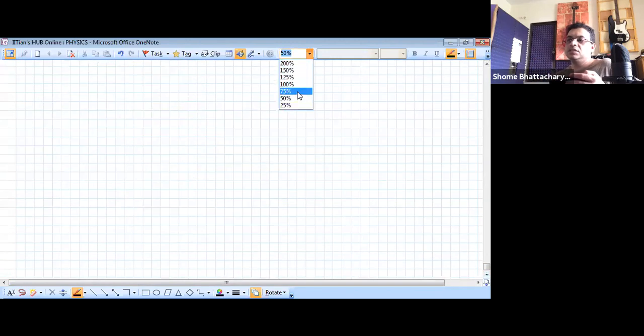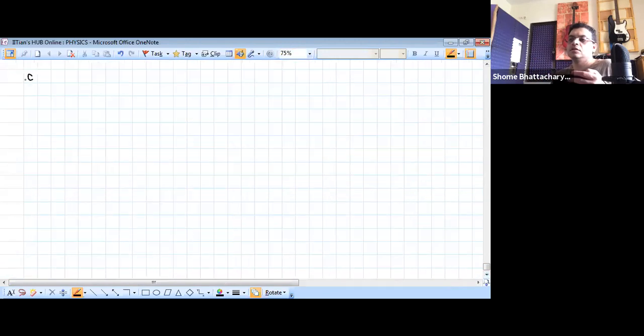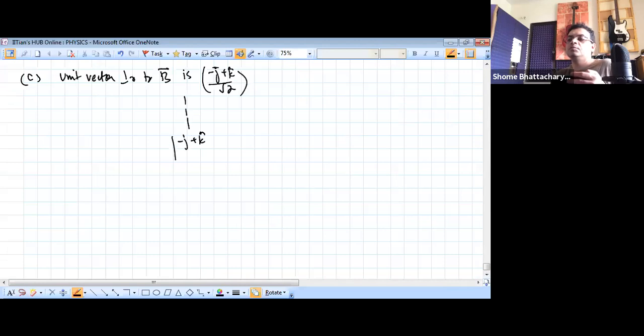So option C is saying that the unit vector perpendicular to D is minus j cap plus k cap by root 2. Firstly, we can check that the mod of minus j cap plus k cap by root 2, by the same calculation, will come out to be 1. So it's a unit vector.